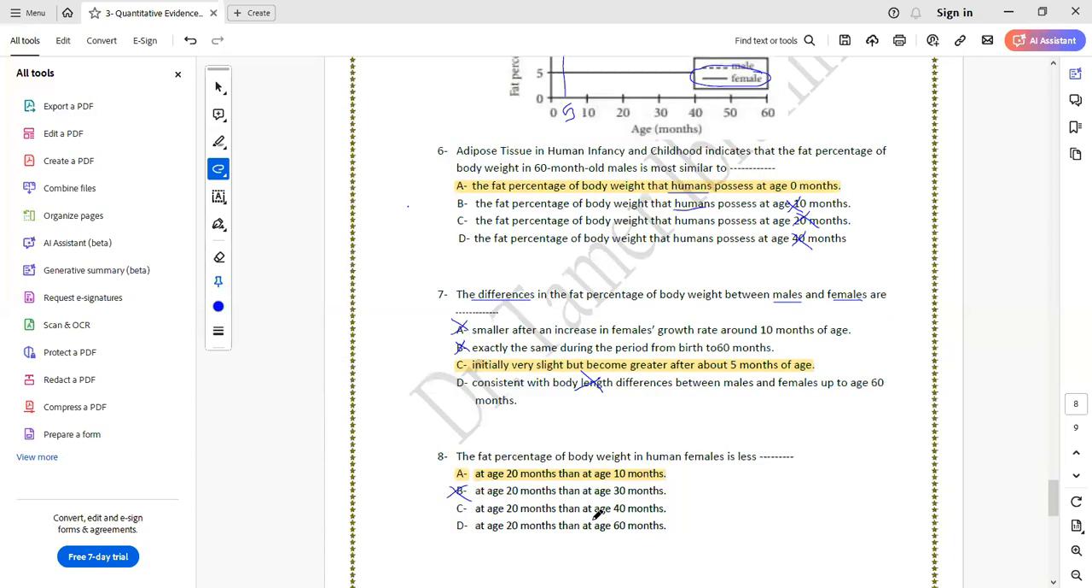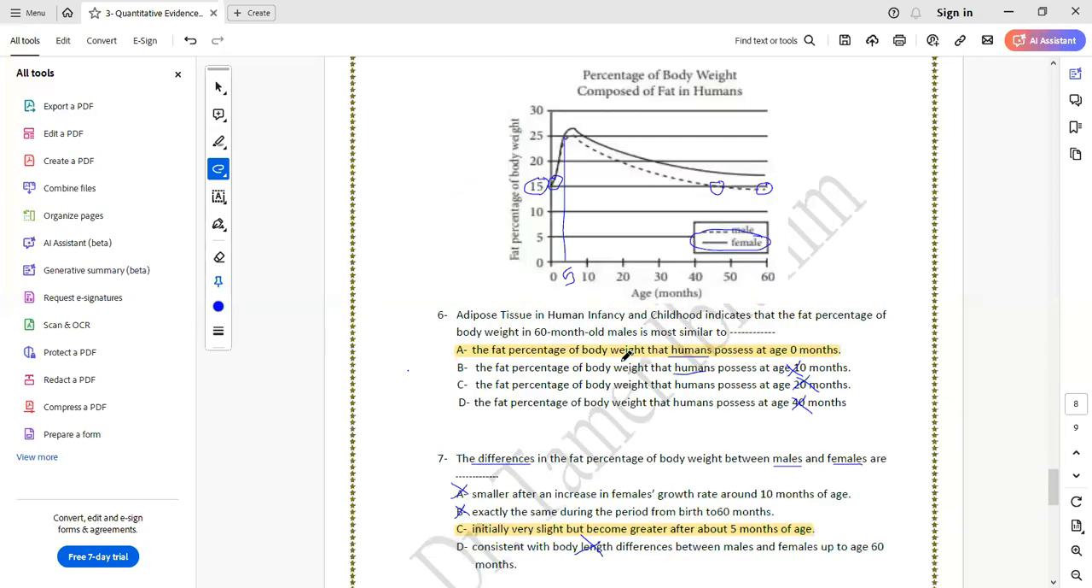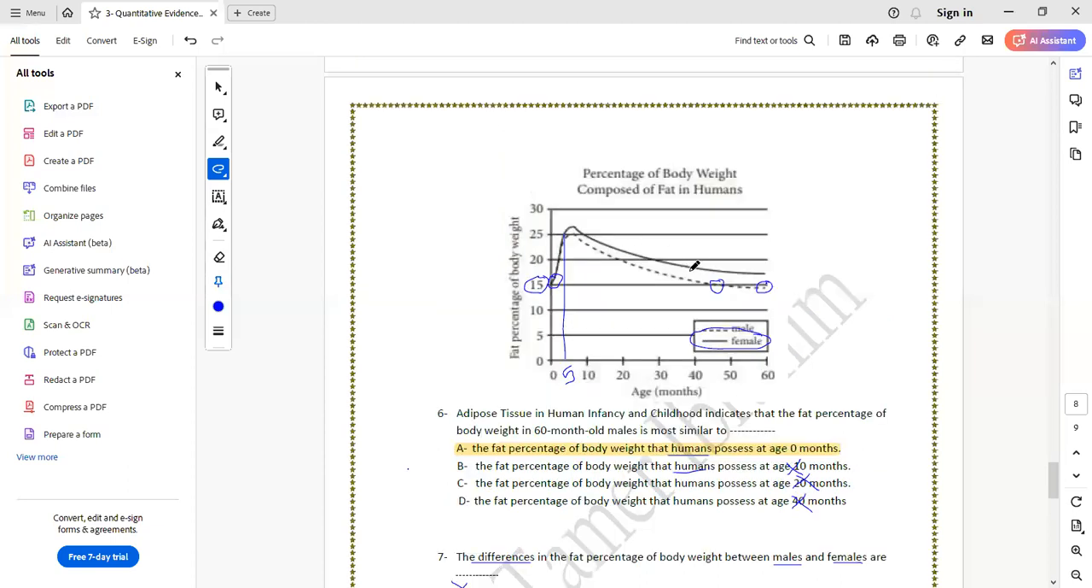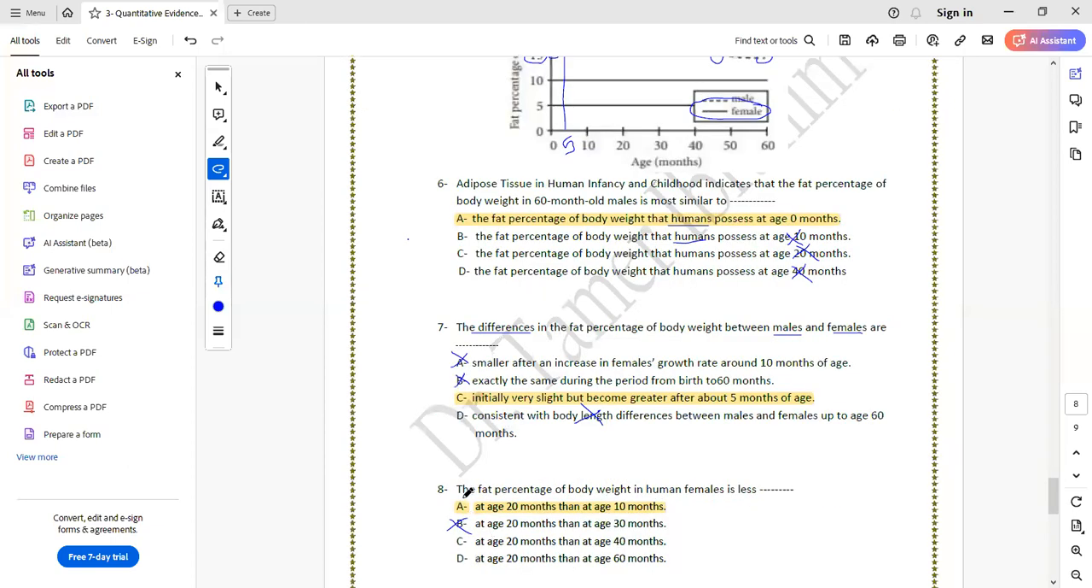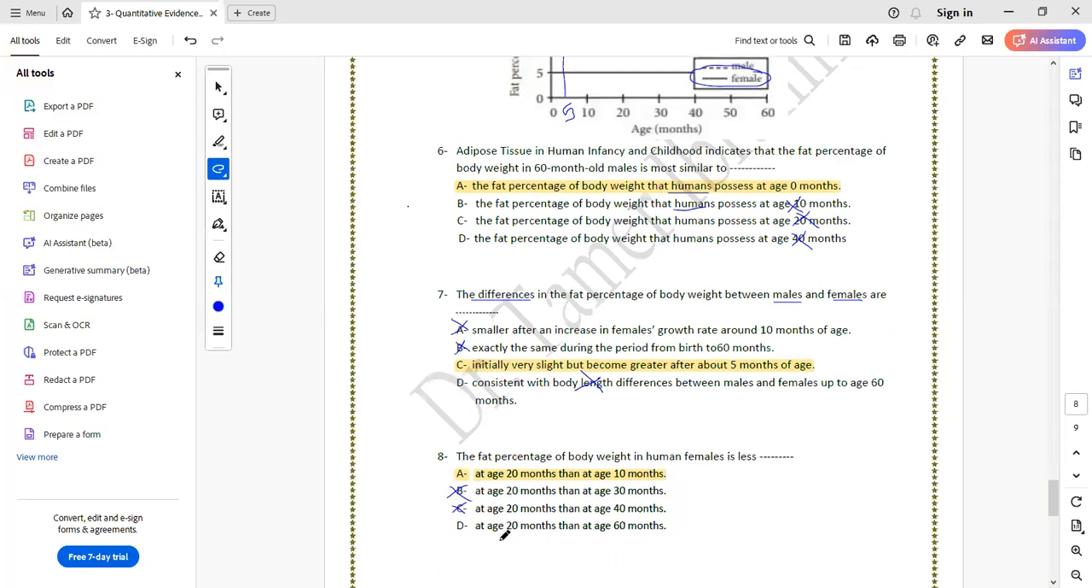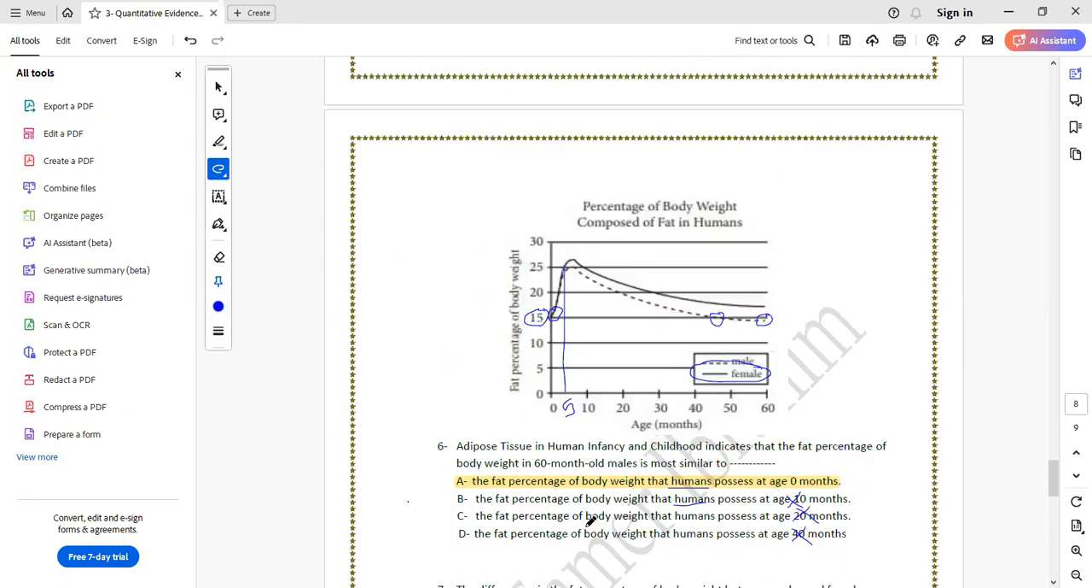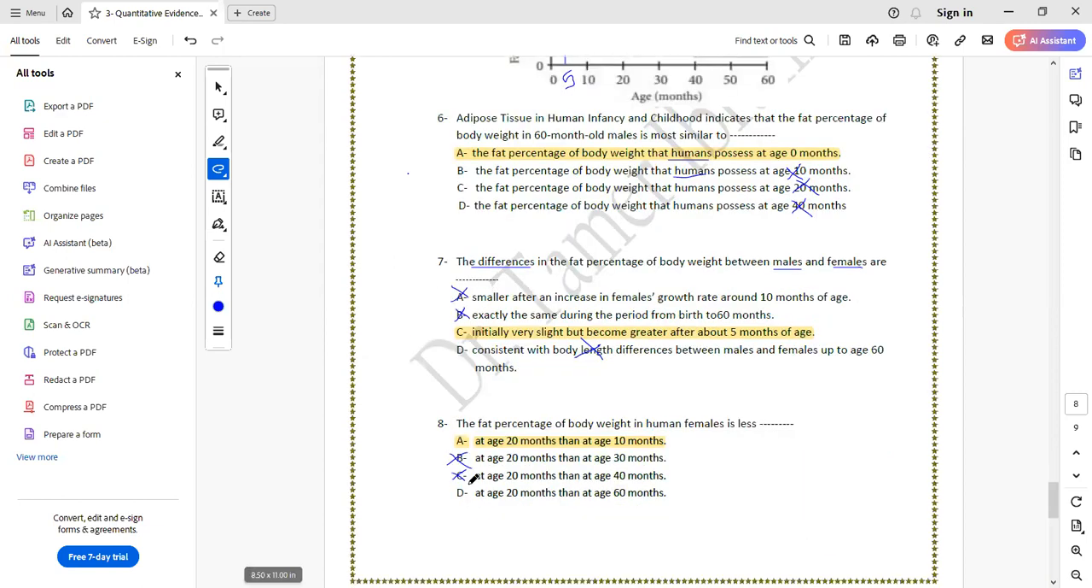At age 20 months, then at age 40? No, 20 is not less than 40. 40 is less than 20. So this is also wrong. At age 20 months, then at age 60? No, 60 is less than 20. The opposite. So the answer is A.